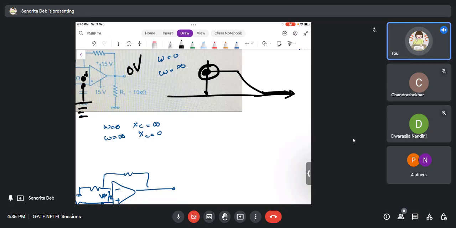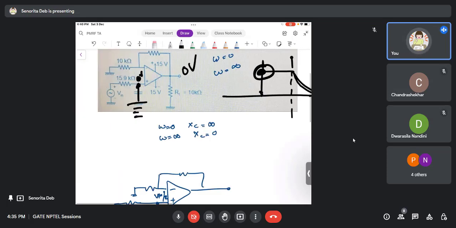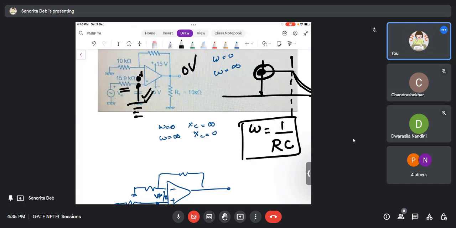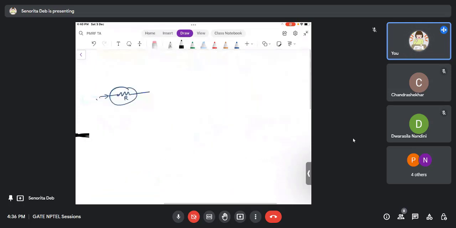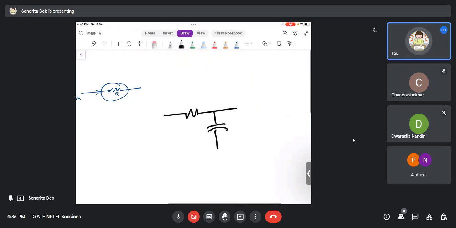And after some frequency, it starts drooping. That frequency is decided by the value of this resistor and capacitor, which is nothing but omega equals 1 by RC. So this is that R and this is that C. That is the frequency. Another thing is, whenever you see R and C in series and the output is taken from the capacitor, this is a low pass filter.